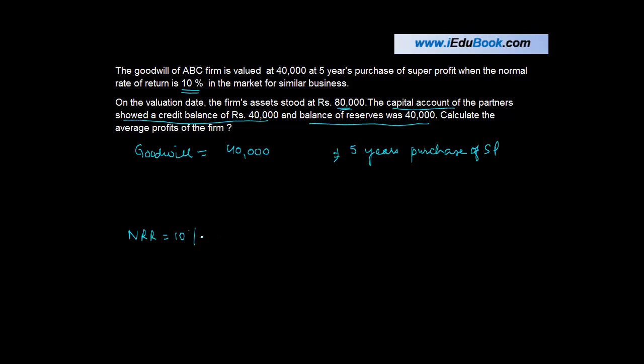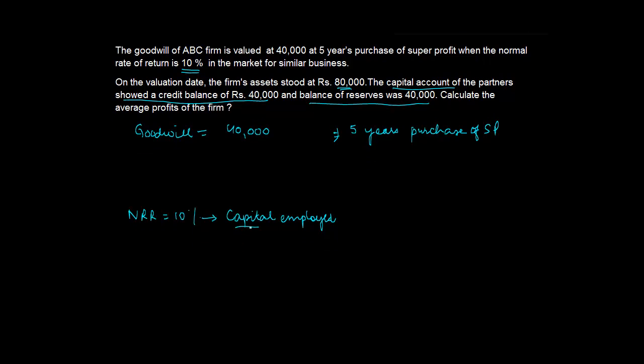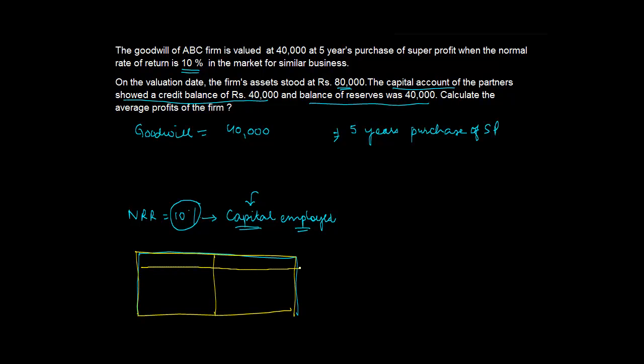Now normally this net rate of return is calculated on capital employed, right? So what is happening here is that you are given that the normal rate of return is 10%, but you don't know what is the capital employed. But you are given some data about the balance sheet of the firm. So if I were to just draw the balance sheet of the firm, this will have the asset side and the liability side.